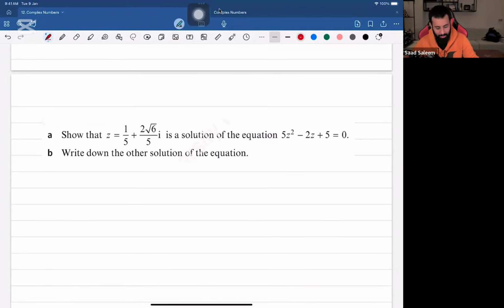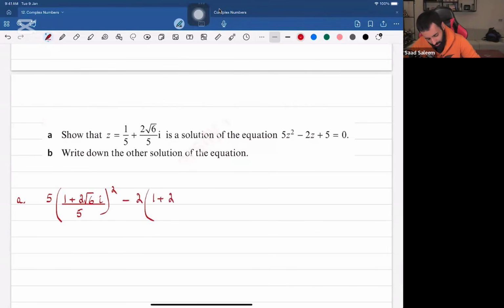How do you show that any value is a solution to an equation? You plug it back into the equation. So part A is going to be lengthy, but this is the only way to do it. So 5z², that means 5((1 + 2√6 i)/5)², minus 2z, which means minus 2(1 + 2√6 i)/5, plus 5 is equal to 0.